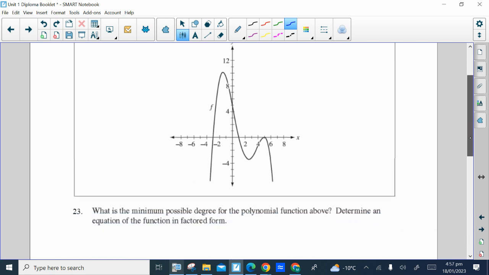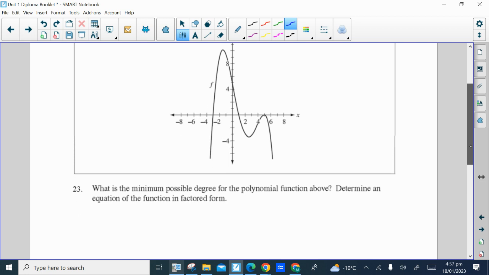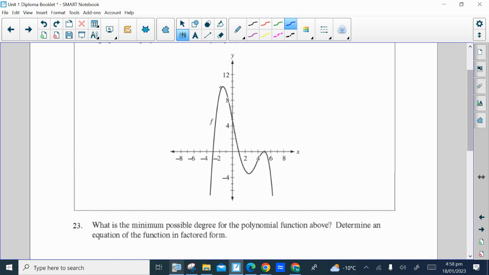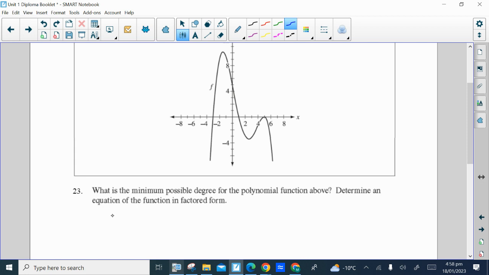So you've got the graph of that polynomial function. It asks us to determine the minimum possible degree and then the equation in factored form. So there are 1, 2, 3 direction changes here, which means it'll be a 4th degree polynomial. We know that the degree is even because the graph opens downwards. That also tells us that the leading coefficient is going to be negative. So again, this is a minimum degree of 4.